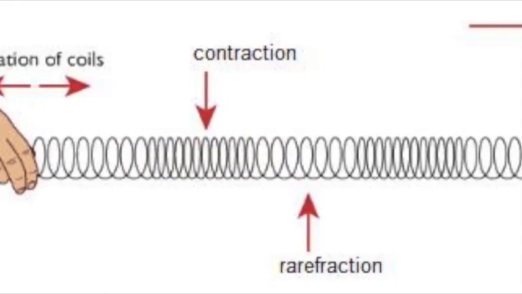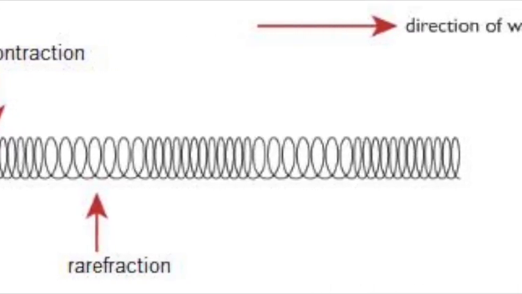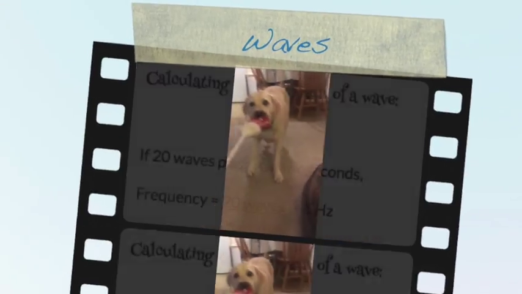The second are longitudinal waves. This is a side-to-side motion, similar to playing tug of war with a toy.